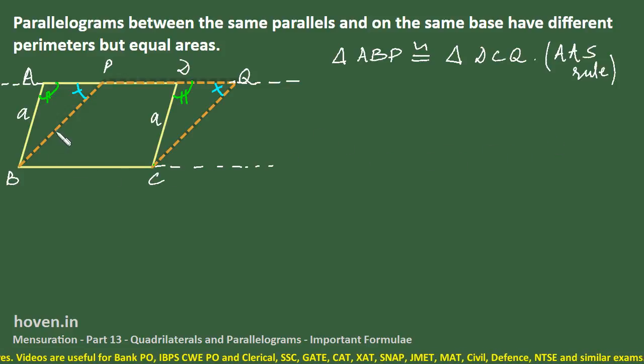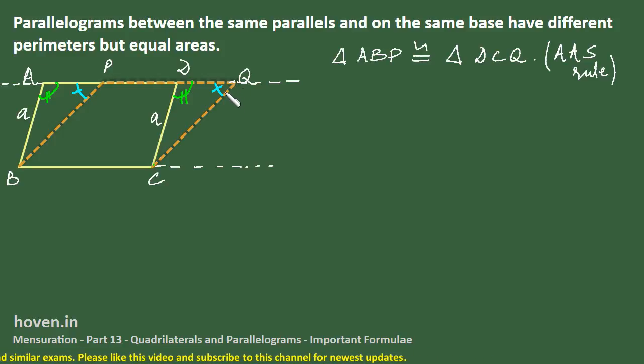Now as a layman you can see that if this part of the area is equal to this part of the area, then both these parallelograms have the same area, because this part is less in the dotted parallelogram and this part again is compensated on this side for the dotted parallelogram. So both the parallelograms have the same area, but we can put it in a more mathematical way also.